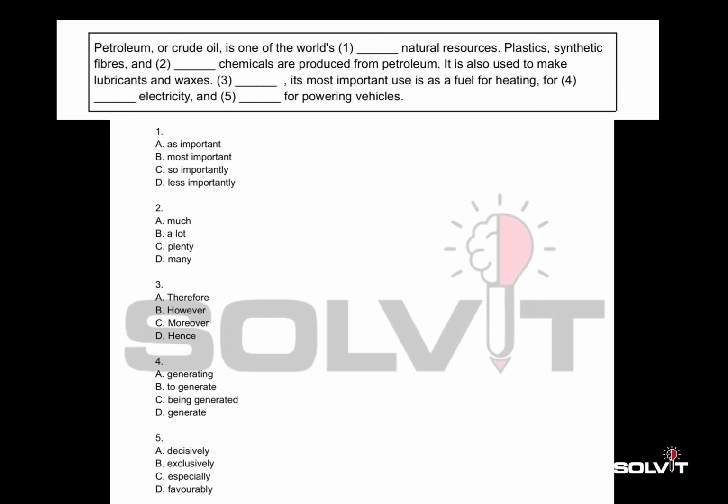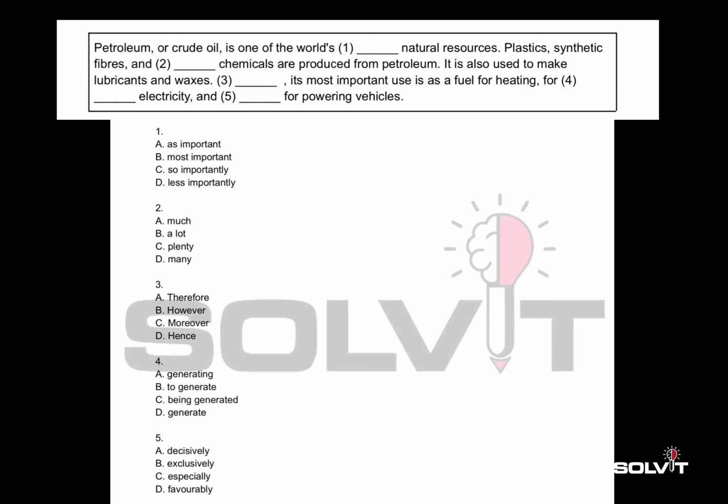Now, I suggest when you see a closed passage, you read the whole thing once properly, okay? With the blanks, because that sort of helps you make sense of the passage and what it's talking about. It helps you figure out whether the passage is positive or negative. So it helps you figure out a lot of things. So I suggest you read the entire passage once properly, okay?